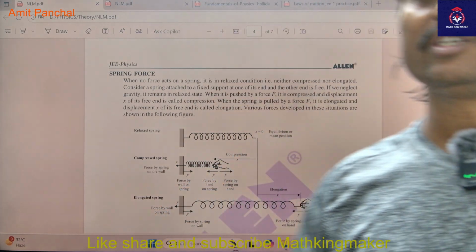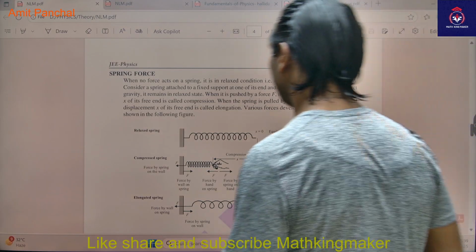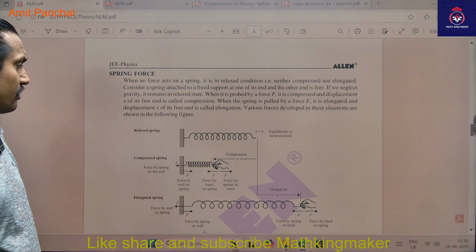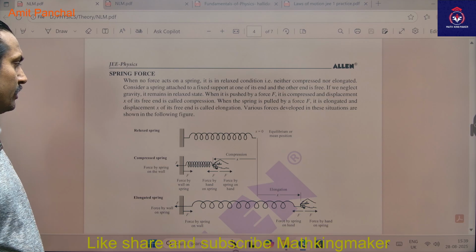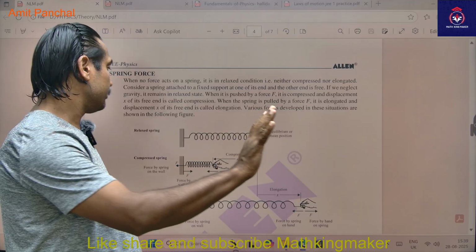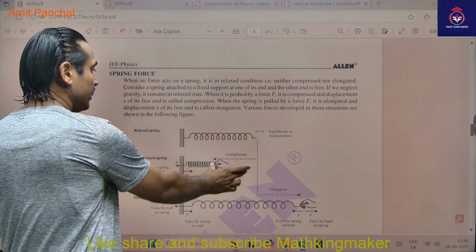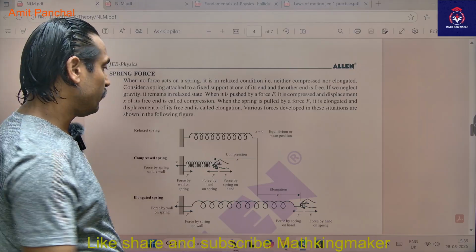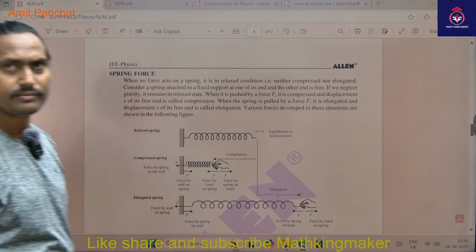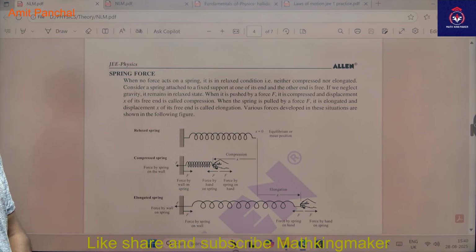And if you are stretching the spring, it will also have a force. If you are pressing the spring, that will be compression. If you are stretching it, it will be an elongation. It is called elongation.